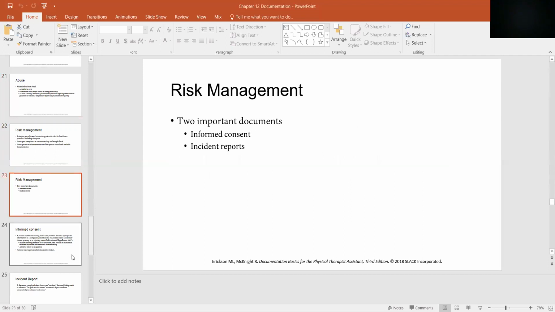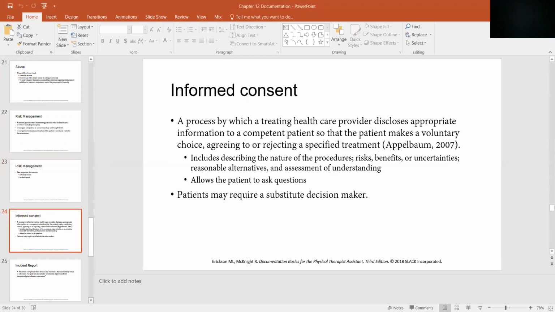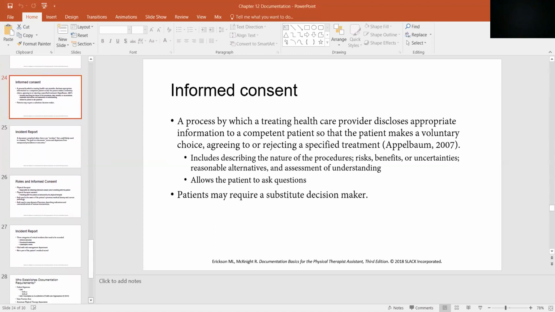So risk management includes two important documents: informed consent and incident reports. Informed consent, you guys have been doing this ever since your first quarter in the program. It's a process by which the treating healthcare provider discloses appropriate information to a competent patient so the patient makes a voluntary choice agreeing to or rejecting a specified treatment. So this includes describing the nature of the procedures, the risks, the benefits, the uncertainties, the reasonable alternatives, and the assessment of understanding. This also allows the patient to ask questions.